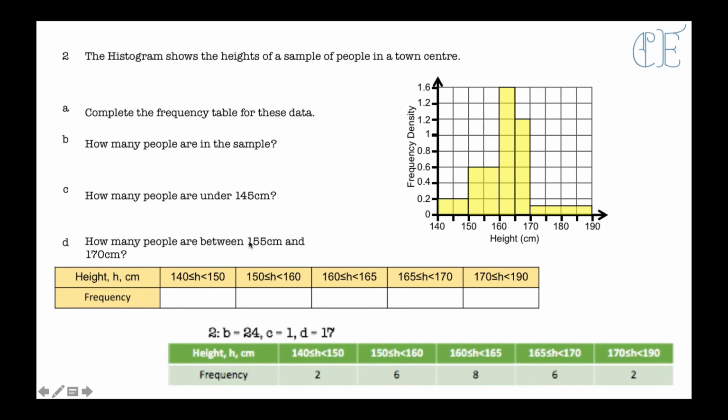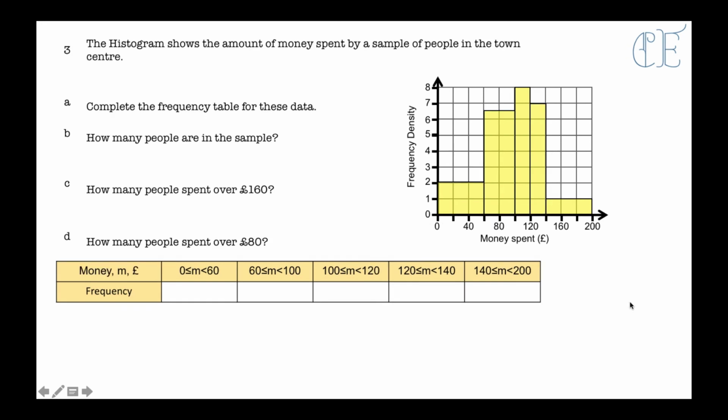And then D, how many people are between 155 and 170? Meaning you would have had to find the areas from here to here, so this bit and this bit, giving you an answer of 17 people. Okay, so question number 3 then. Again, pause the video and have a go.